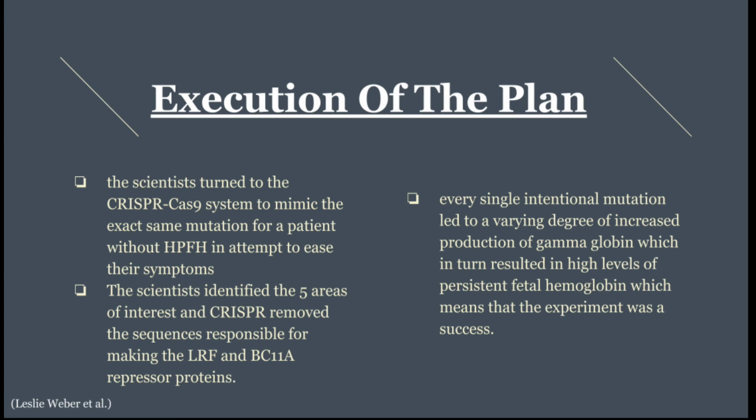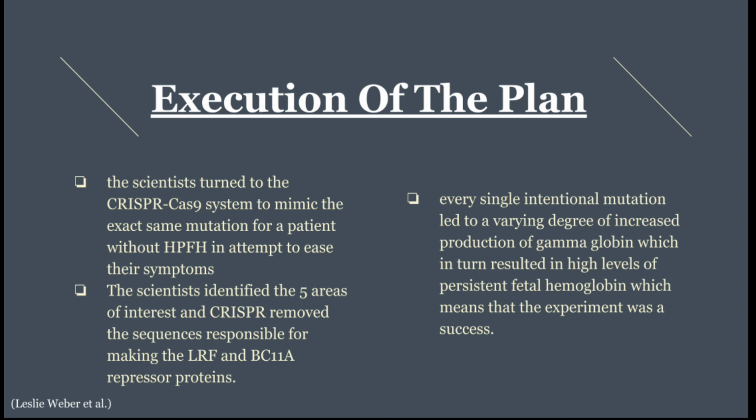To make what I just said sound a little more understandable, the scientists basically realized, oh, well, if fetal hemoglobin helps ease symptoms, we can manually do it by cutting out the code that represses fetal hemoglobin by using CRISPR. The scientists then identified the 5 areas of interest and used CRISPR to remove the sequences responsible for making the LRF and BCL11A repressor proteins. As a result, every single intentional mutation led to a varying degree of increased production of gamma globin, which in turn resulted in high levels of persistent fetal hemoglobin, which means that the experiment was a success.